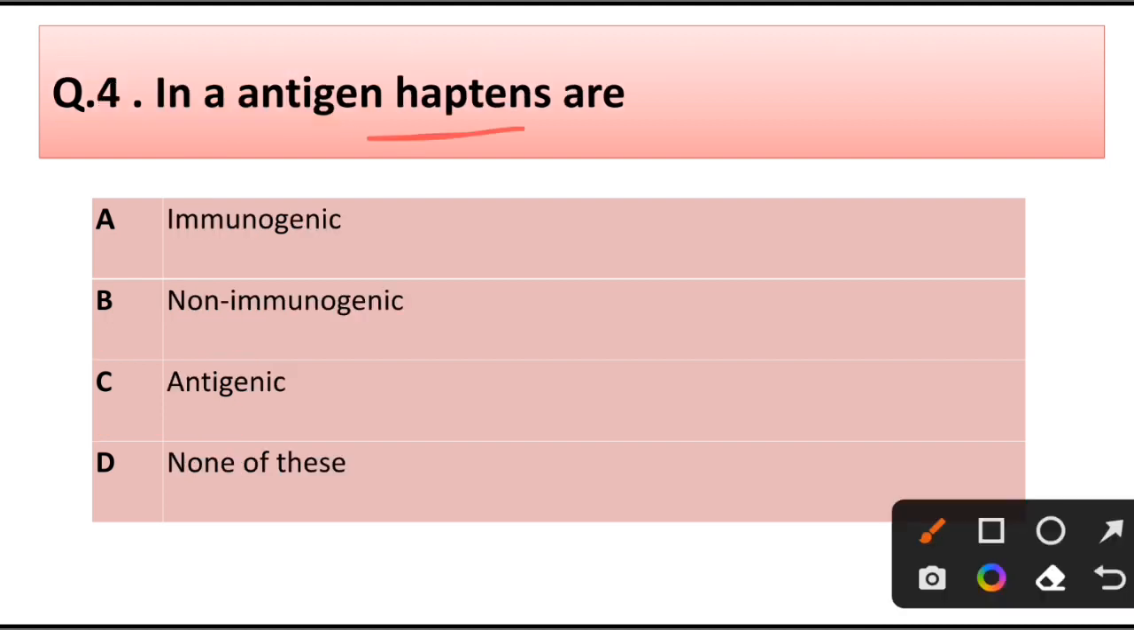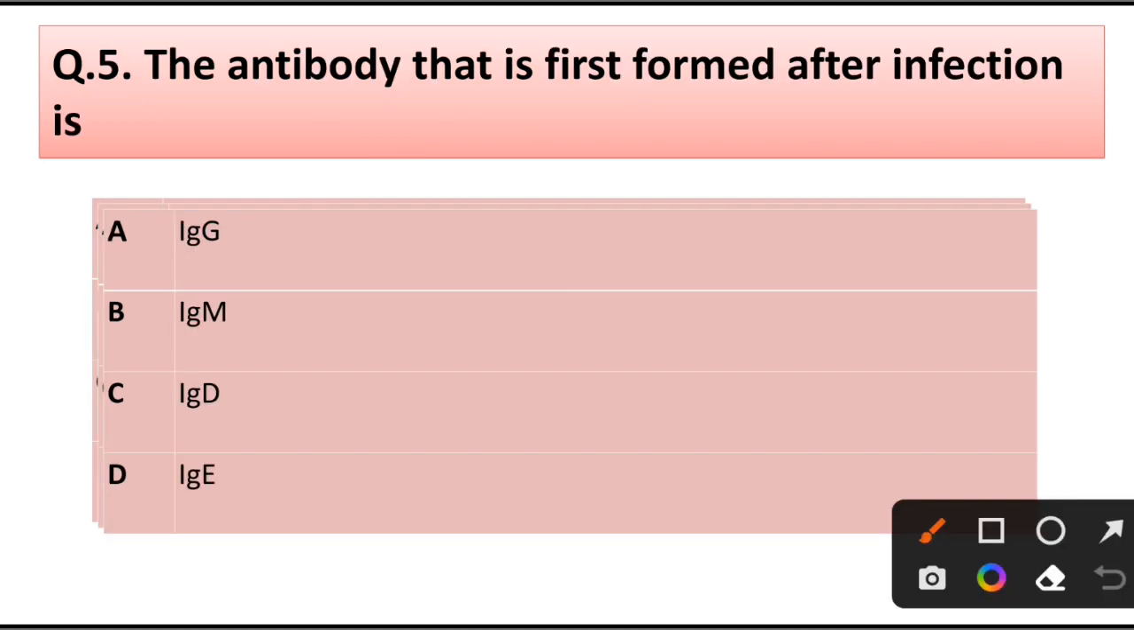Question number 4. In an antigen, haptens are immunogenic, non-immunogenic, antigenic, none of these. Correct answer is option B. Non-immunogenic. Haptens are non-immunogenic.